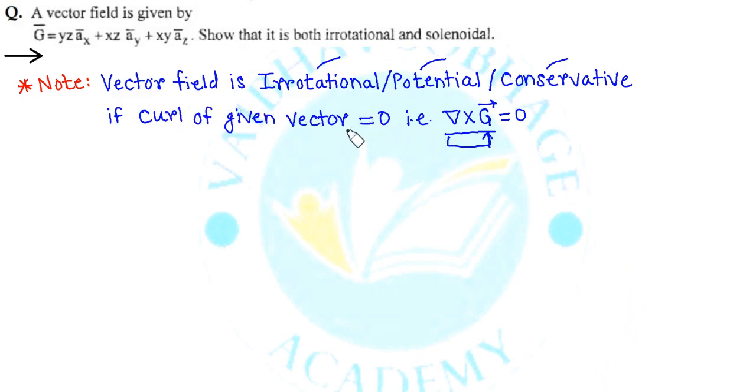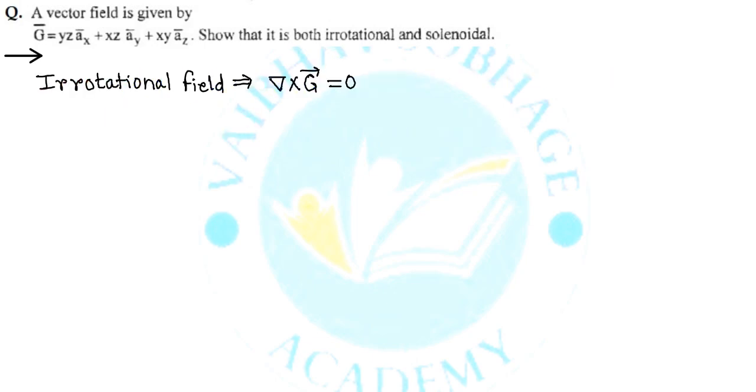As we have seen earlier, a vector field is said to be irrotational if the curl of that given vector field is equal to 0. Now this given vector is in the rectangular coordinate system, so we have the curl for that rectangular coordinate system. We write del cross G is equal to the curl in rectangular coordinates, which will be the determinant of this one.